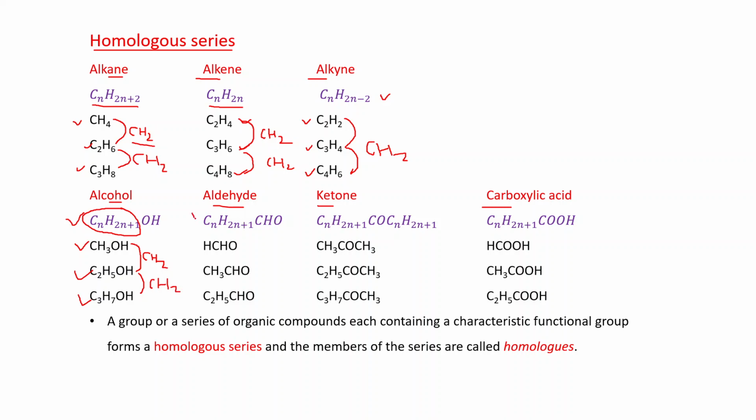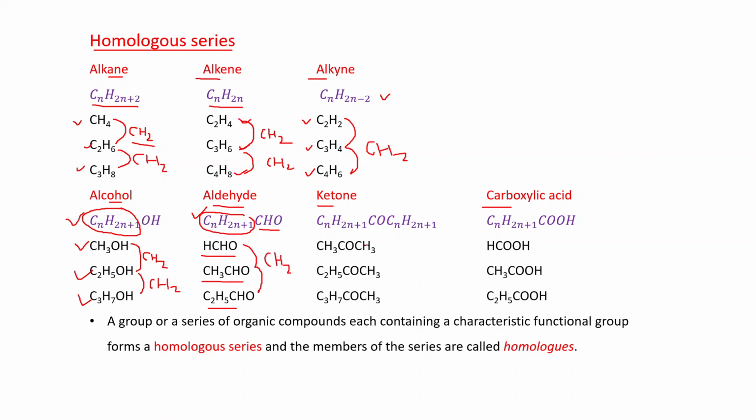Now, this is the general formula of aldehyde. The functional group of aldehyde is CHO, and this again represents the alkyl group. If n is equal to 0, we get this formula. If n is equal to 1, this one. If n is equal to 2, we get this one. Again, from this to this and this to this, the change in the formula is CH2.